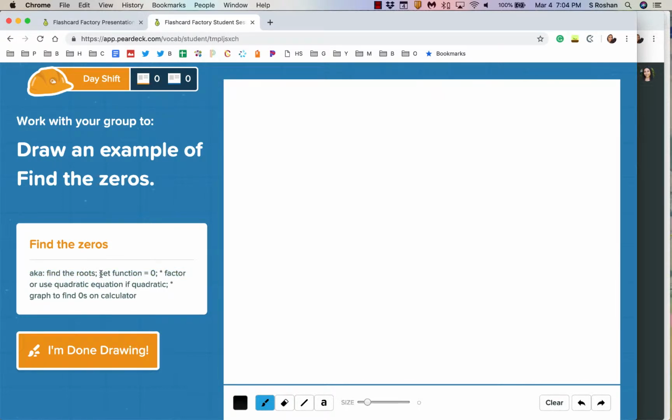How do you do this? You would set the function equal to 0. You might factor or use a quadratic equation if you need to. And if you're graphing, you would find the zeros in your calculator. So I'm telling you what to do, and now I want you to draw an example of it.